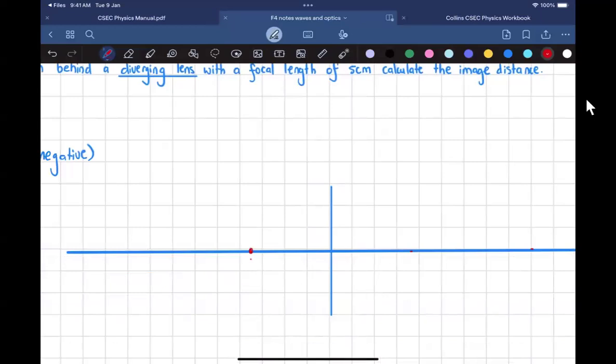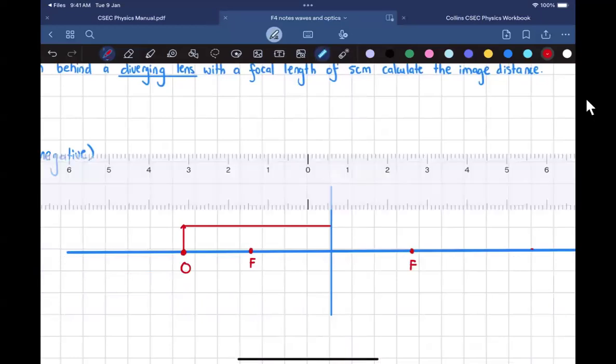Let me just say over here were the focal points, and I place my object over here. What's the first rule I'm going to use? I'm dealing with a concave lens, that's the one that diverges. A ray of light which is parallel to the principal axis, after refraction, appears to be coming from the focus point. Correct. So this is what I would do.